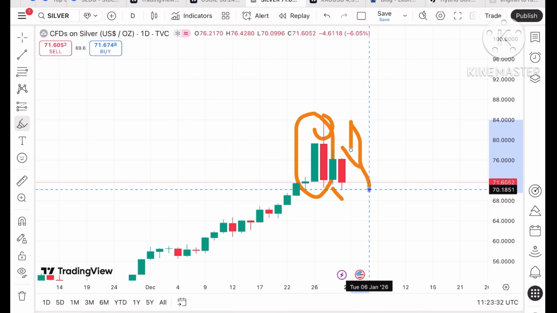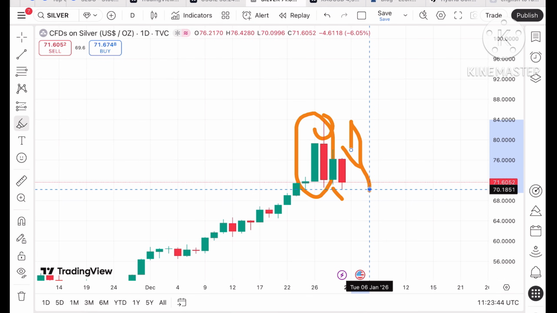Silver remains in a higher highs and higher lows sequence overall. The pullback from the peak is acting as a normal retracement inside the larger advance, and this is not yet a trend reversal pattern.